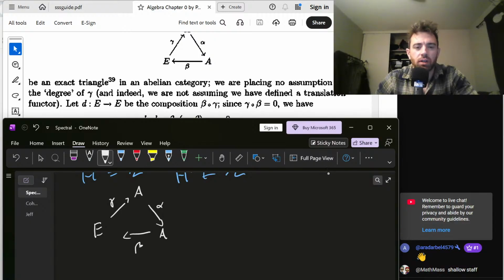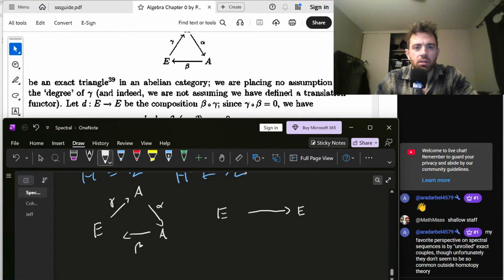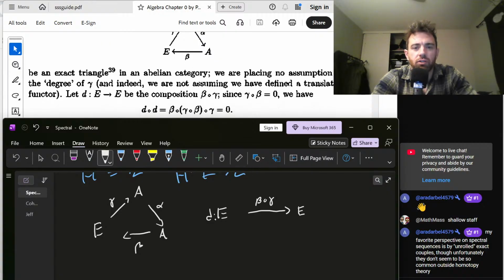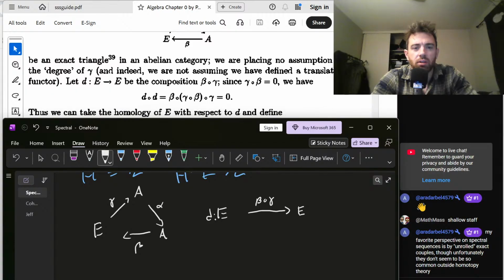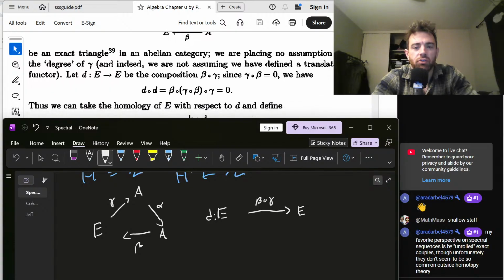And so we're going to let D from E to E be the composition gamma beta. And since beta gamma is 0, the differential is 0. So we can take homology.